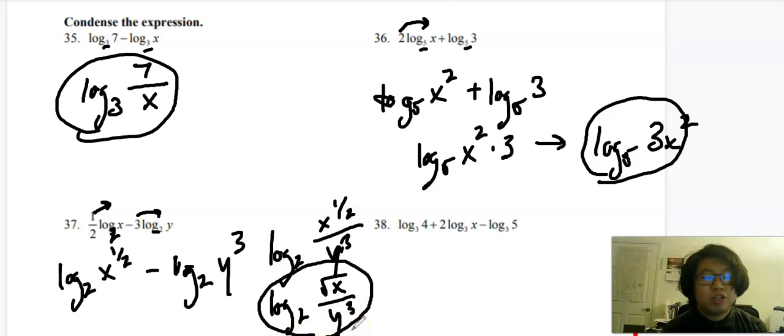Okay, so try to make sure you're following the conventions of our nice simplified forms. You don't want any fractional exponents, and you don't want any numbers out here in the front either.